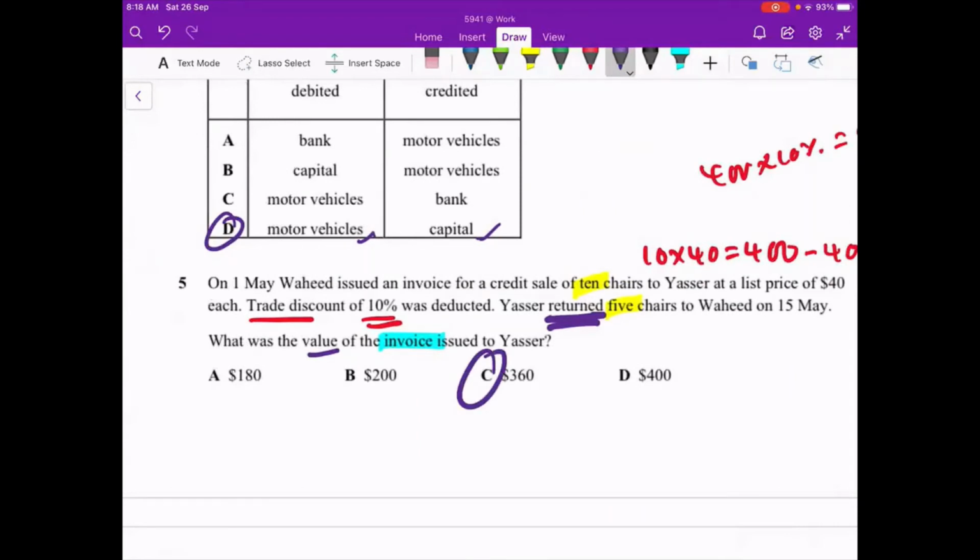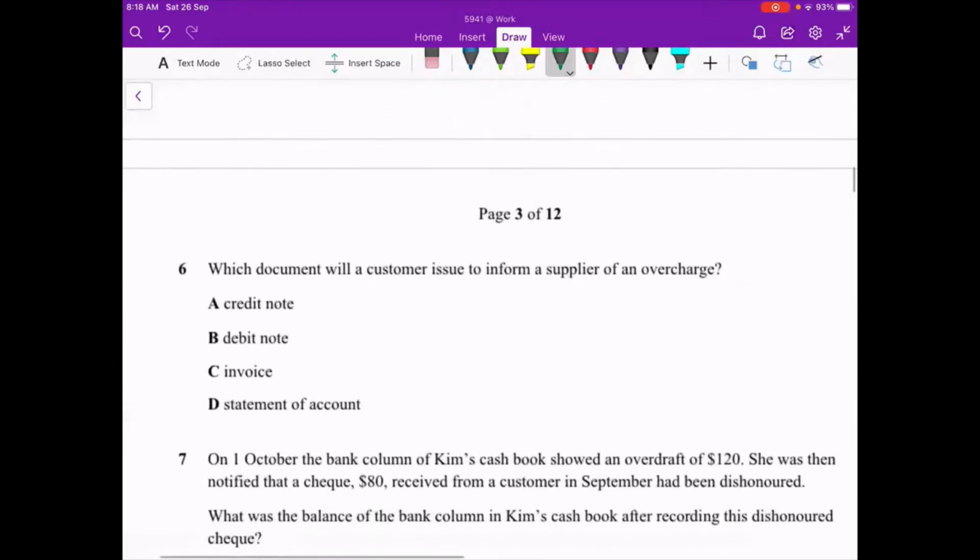Question number 5, answer is C, because we are not going to use the other statement; the question didn't ask for the net figure. They're asking the invoice value. Okay, question number 6.